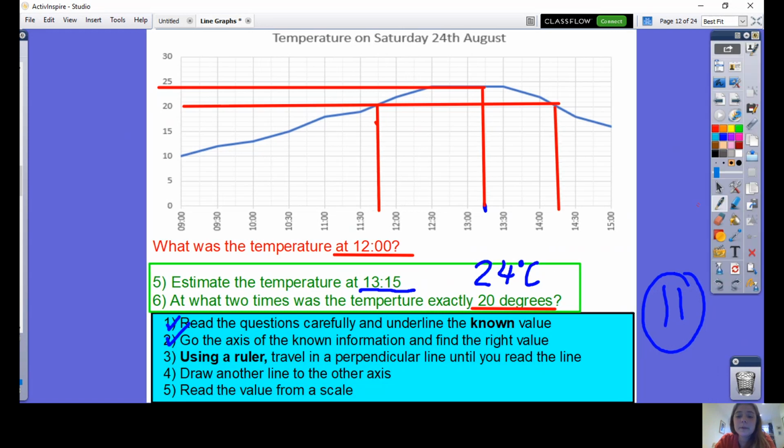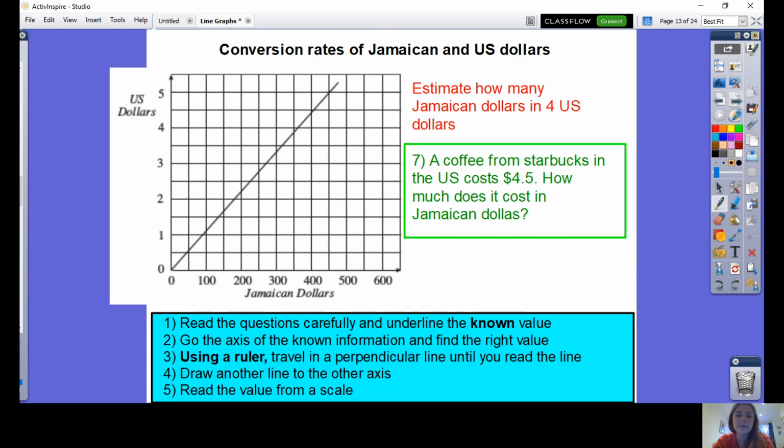If you didn't get those 2 times before, quickly read them now and write them down. First, I'm looking for halfway between 11:30 and 12, that's 11:45. And now the second time, in between 2 and 2:30, is 2:15. Those are my 2 times. Well done if you got those questions correct.